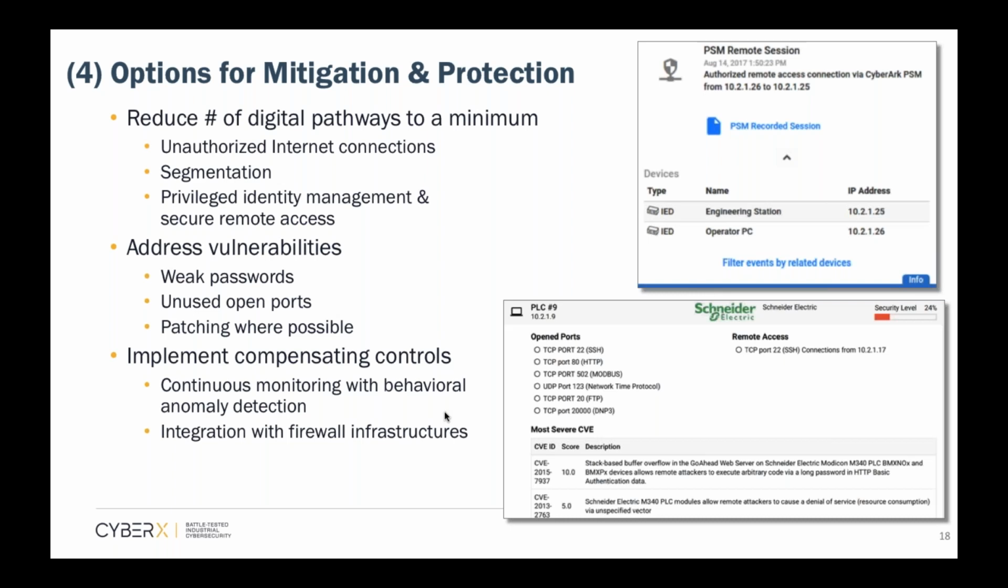And then finally, when you can do neither of those things, or in some cases where you still have a few crown jewels that are still exposed, you can implement compensating controls. The best of which that I know of is continuous monitoring with behavioral anomaly detection. In other words, establish a baseline for what normal communication looks like between these devices, and then when and if abnormal communication takes place, alert on it. And then finally, and this is where Palo Alto comes in, once you've done that, integrate with firewall infrastructures so that you're in a position to do something about that anomalous behavior.